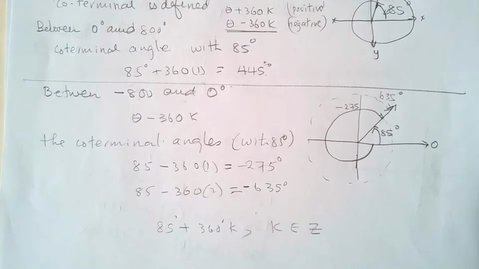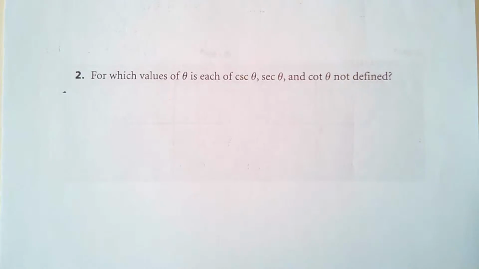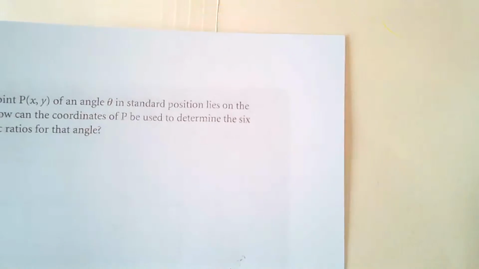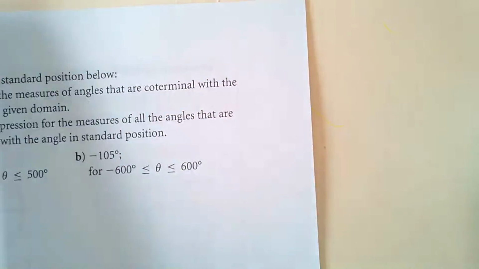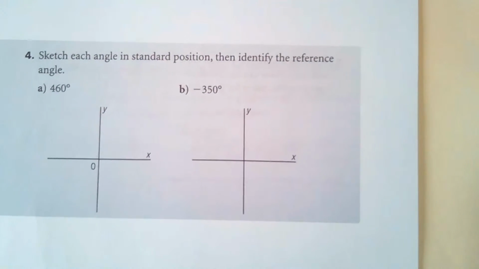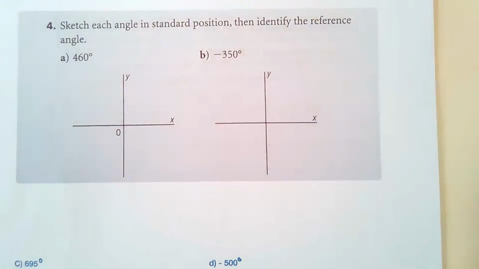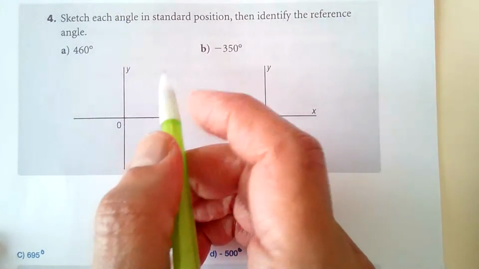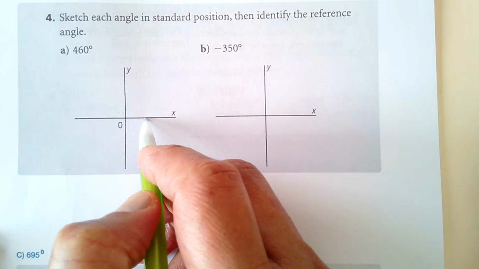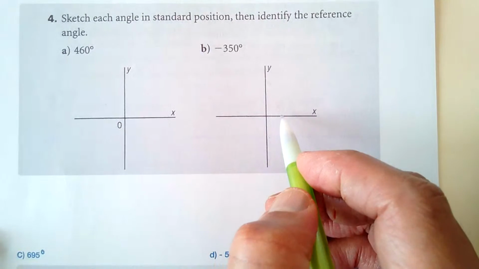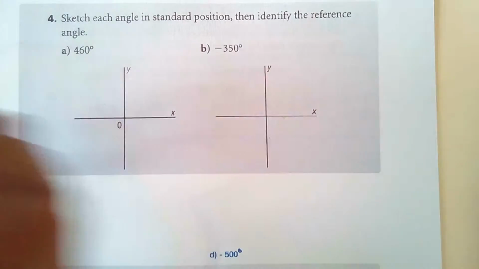So we complete a couple more examples looking at angles in standard position. This is from your exercises. Here you're asked to sketch each angle in standard position, then identify the reference angle. Remember the standard position, if it's positive, you're starting from your x going counterclockwise. And if it's negative, you're starting from the x going clockwise.